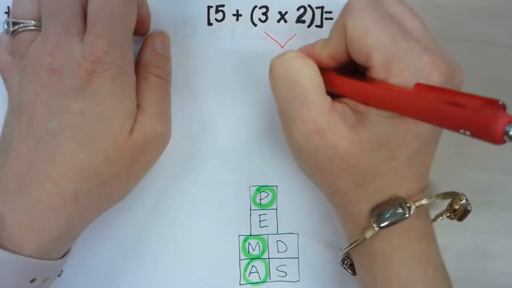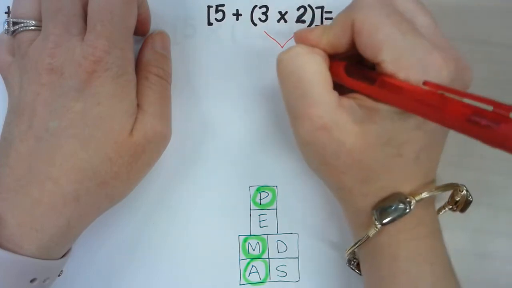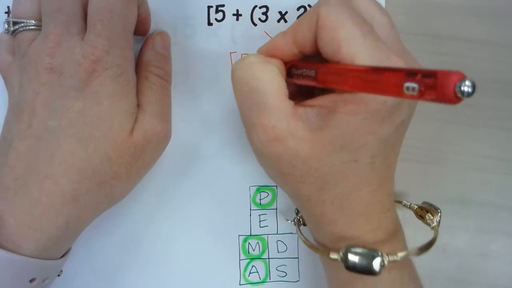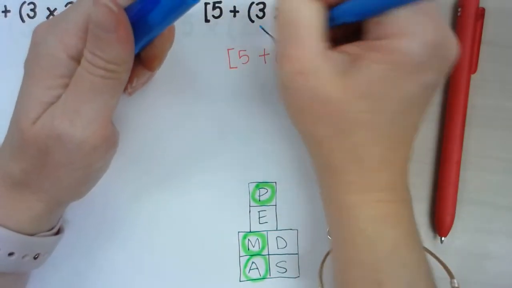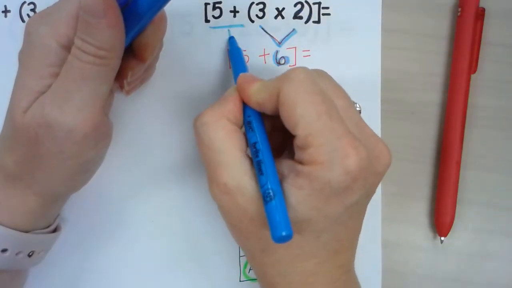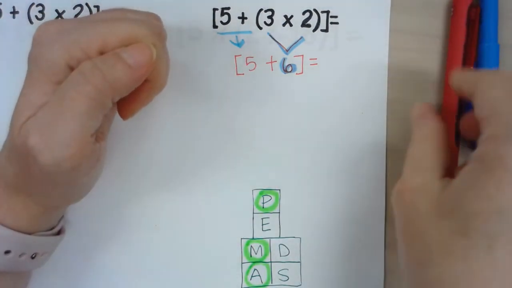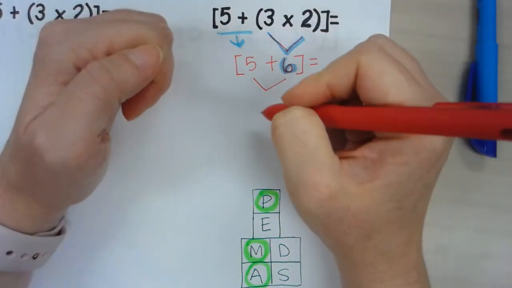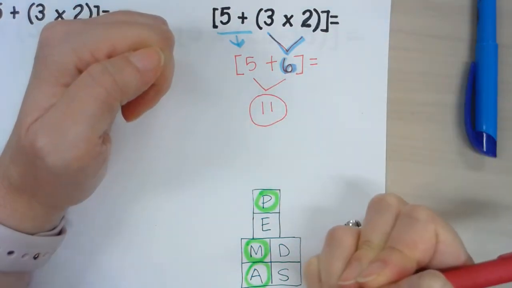3 times 2 gives me 6. Since I have resolved everything inside the parentheses, like a magician, I can make it disappear, and I do not need to rewrite it. Notice, guys, this is what I just solved. I got my 6 from this part. Everything else I simply brought down. I'm only going to solve one step at a time. Now I'm going to do 5 plus 6, which gives me 11 as my final answer.